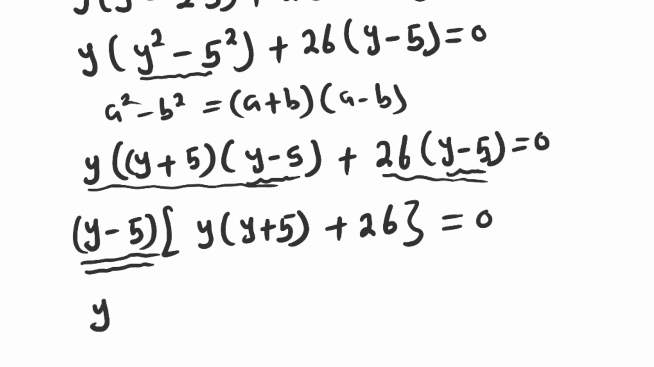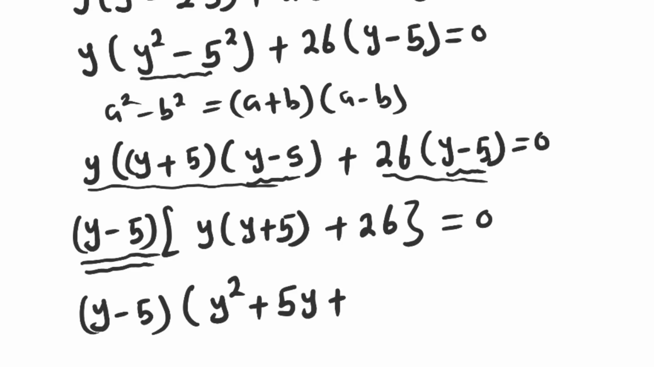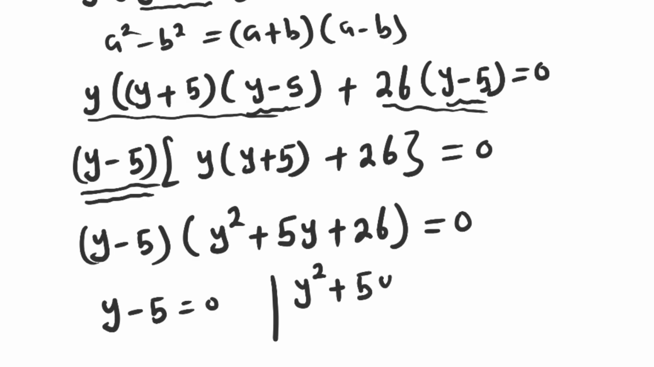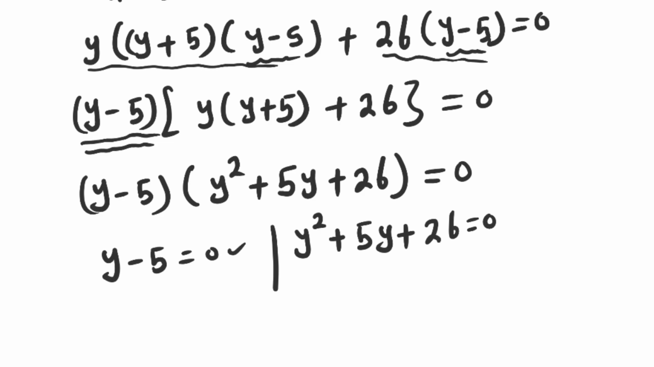So here we have y minus 5 bracket, this is y times y square plus y times 5y, plus 26 bracket is equal to 0. Now there are two cases here. The first case is y minus 5 is equal to 0, and the second case is y square plus 5y plus 26 is equal to 0. So from the first one, y is equal to 5. This is the first value of y.